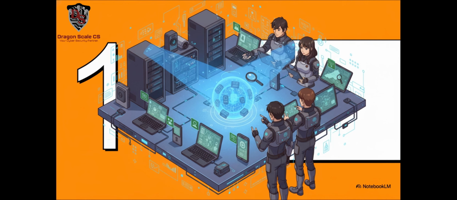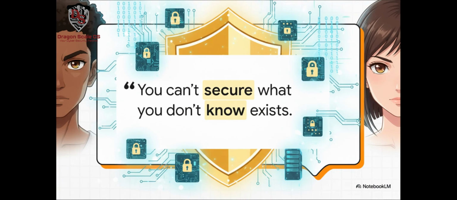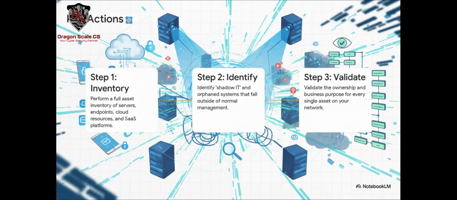Okay, so where do we even start with this cleanup? Well, the absolute first step, the one you just can't skip, is total visibility. It's simple, really. You can't protect what you can't see. So your first mission is to build a complete and total inventory. It really all boils down to this one foundational rule of cybersecurity. This isn't just some catchy phrase, it's a mandate. If an asset isn't in your inventory, it's not secure. Period. End of story.